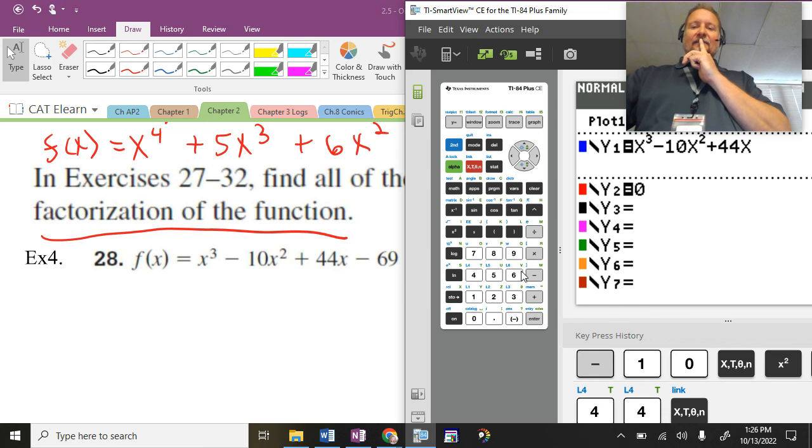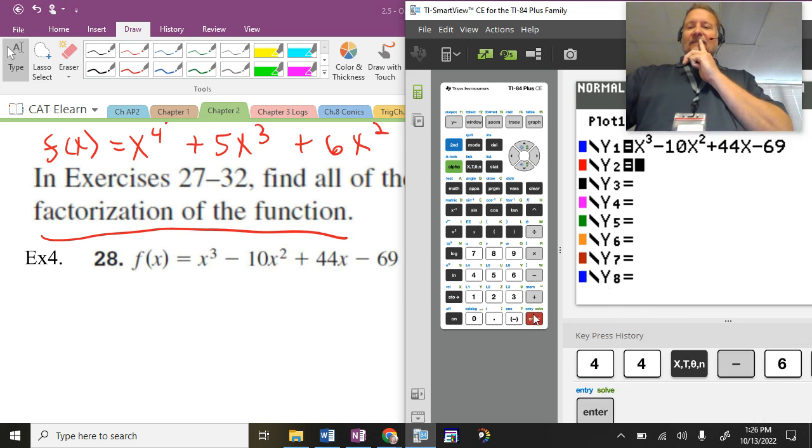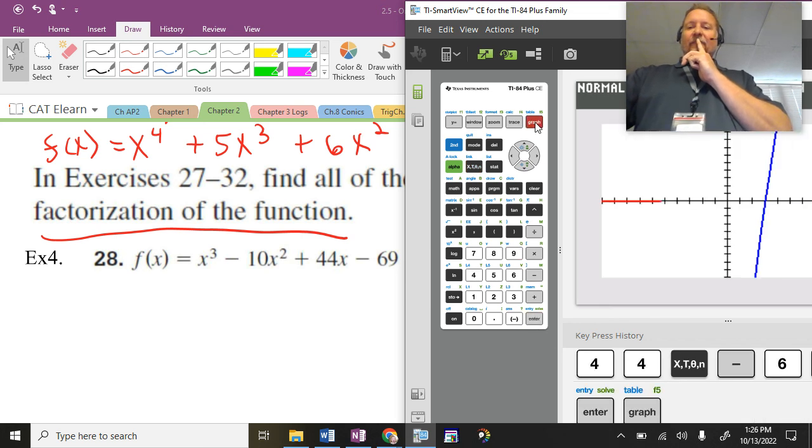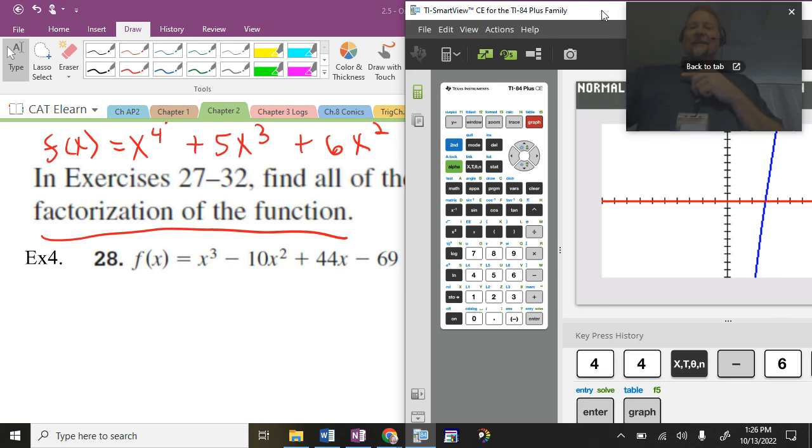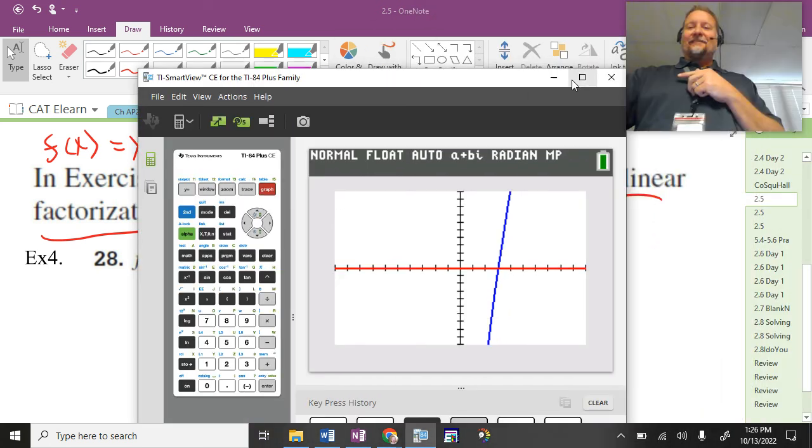44x minus 69. Okay, and then graph, and then boom. Oh, it's 3. See, you guys? All right, so we got it. We got it all by ourselves.